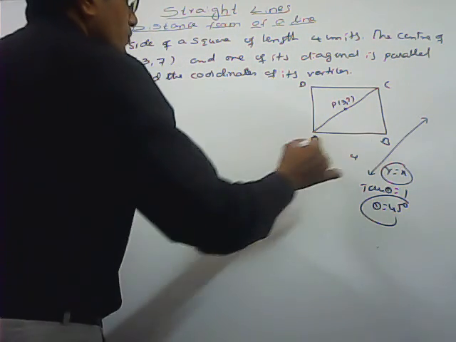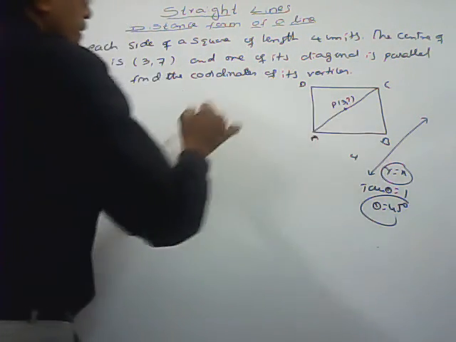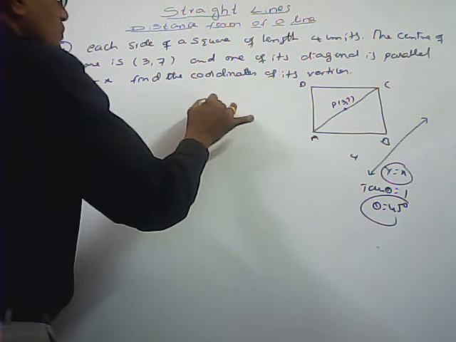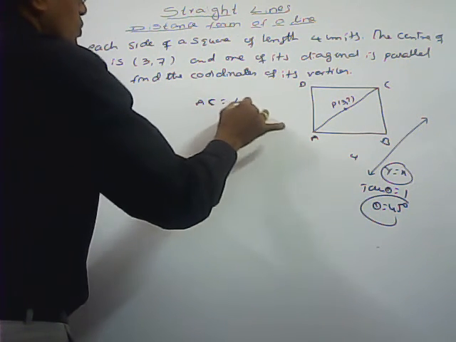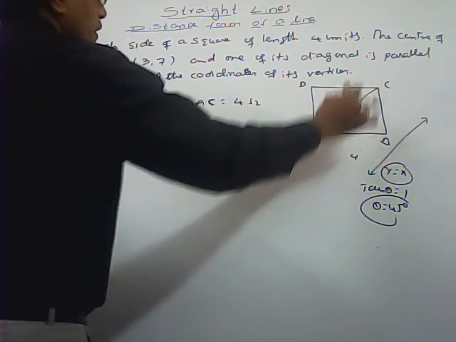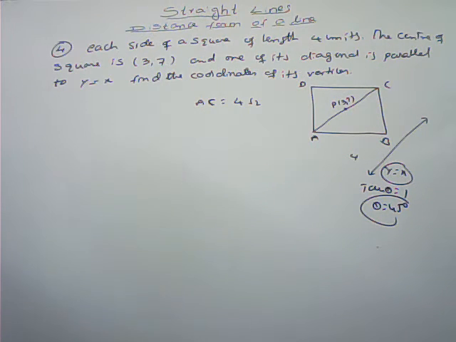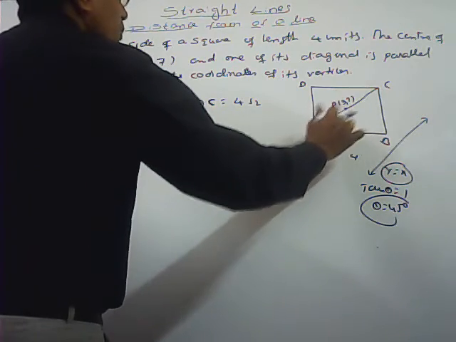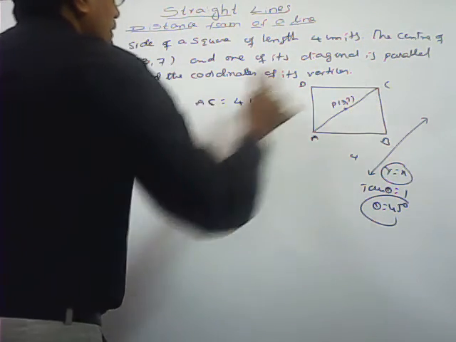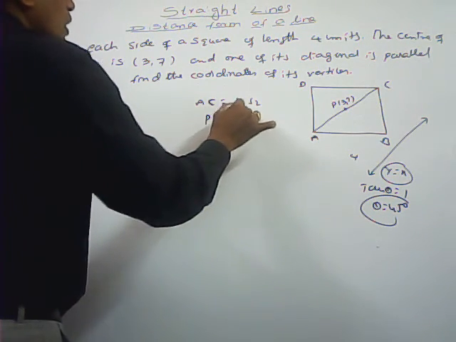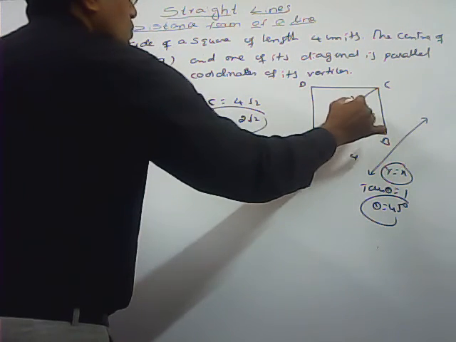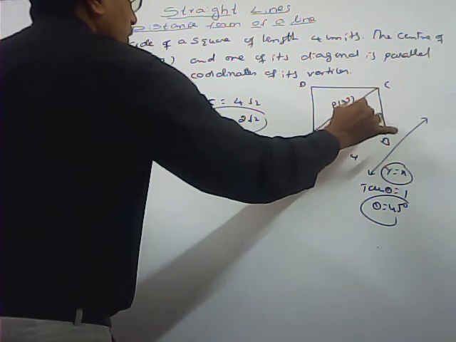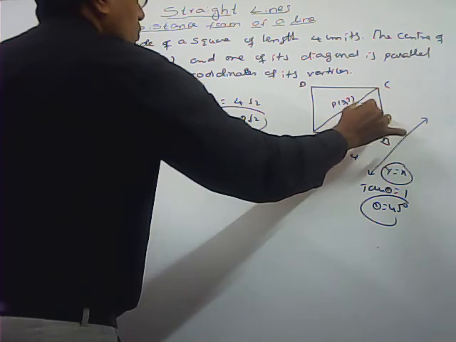Now, the length of the diagonal AC is always root 2 times the side, that is 4 root 2. Length of the diagonal is root 2 times the side, so 4 into root 2. Now, here P is the midpoint of AC. Then what about the length PC? PC is half of this one only, 2 root 2. So this length I got, r is equal to 2 root 2.